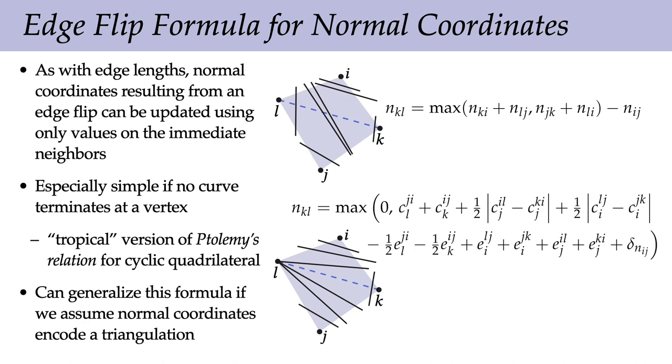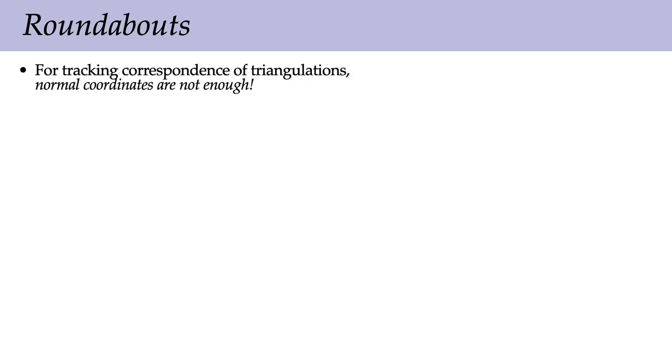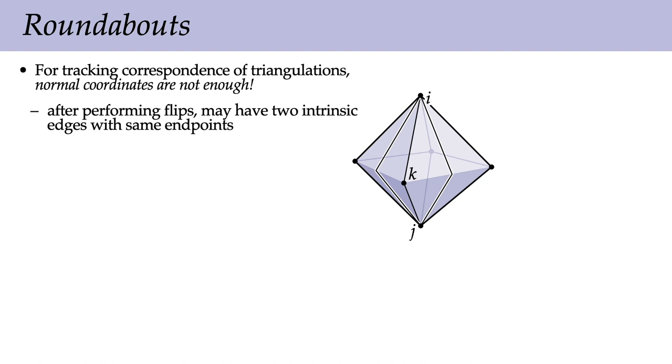We can flip edges, we can trace out curves, but it turns out that normal coordinates alone do not provide enough information for tracking correspondence between triangulations. For instance, after performing some flips, we might have two different edges with the same two endpoints, here I and J. So after tracing out a curve, we don't know which logical edge in the other mesh it belongs to.